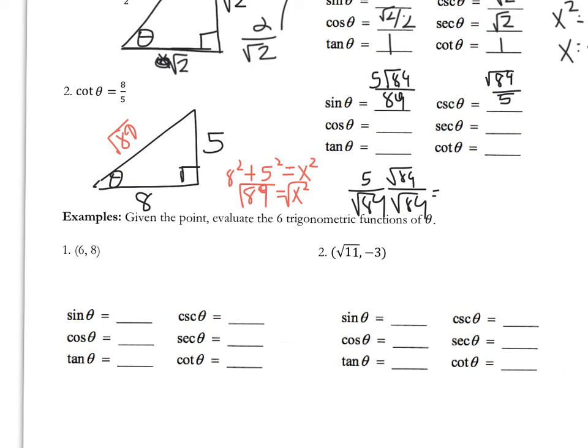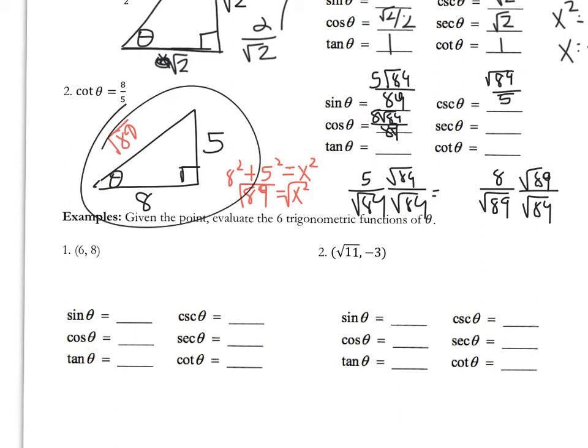Cosine is adjacent, so 8 over hypotenuse, square root of 89. So rationalize the denominator. So I have 8 rad 89 over 89. Now I'm going to flip it to do secant. Cosine is adjacent over hypotenuse, so secant is hypotenuse over adjacent, so square root of 89 over 8. So now let's do tangent. Tangent is opposite over adjacent, so 5 over 8. Cotangent is already given, 8 over 5.